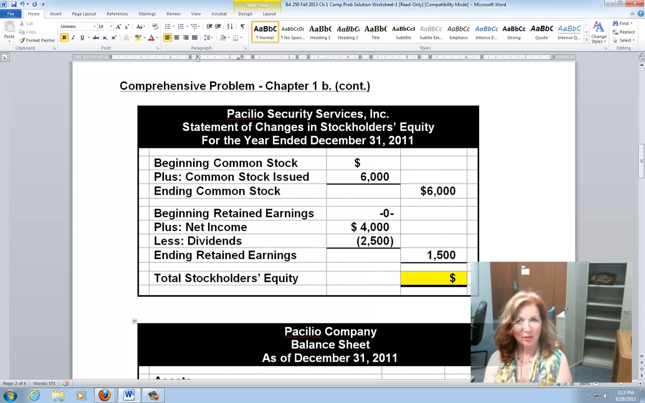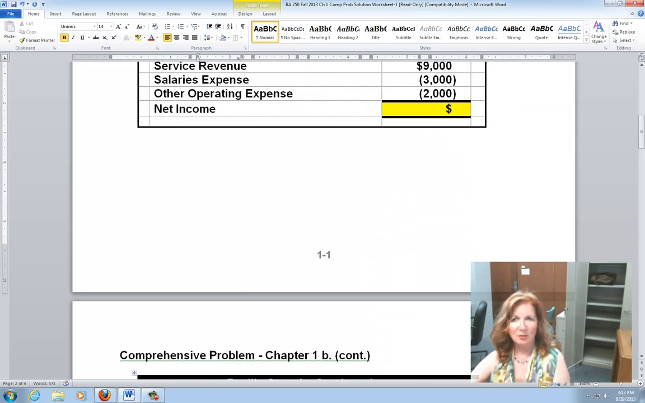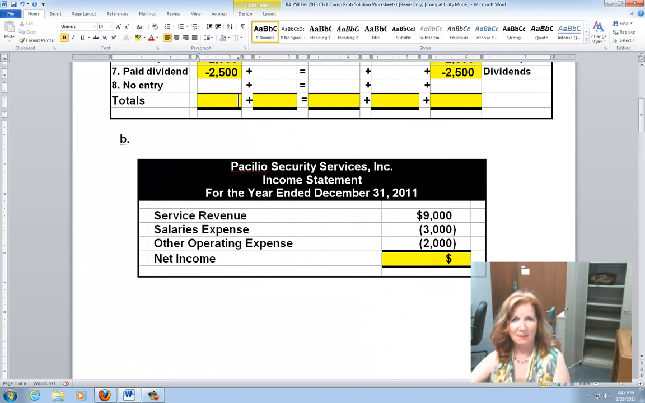Then we've got the earned capital. So the beginning retained earnings was 0. And then the net income was 4,000. The expenses were 2,500, so it says plus net income less the dividends. And the net income, of course, comes straight out of the income statement where you calculated the net income up there at the top.